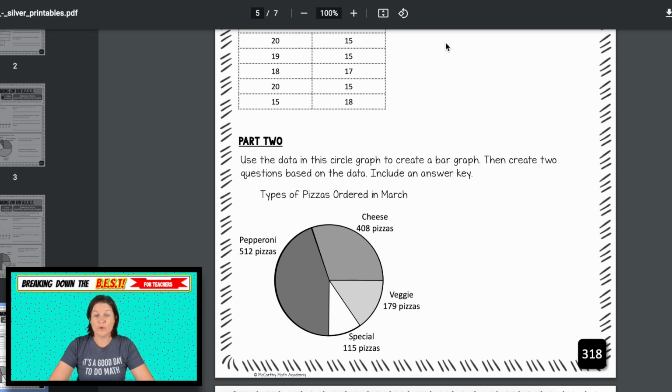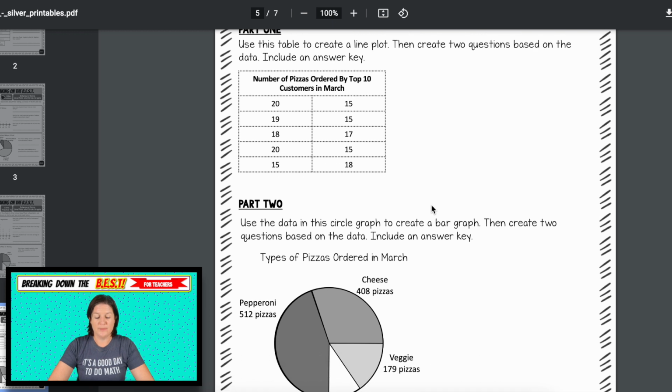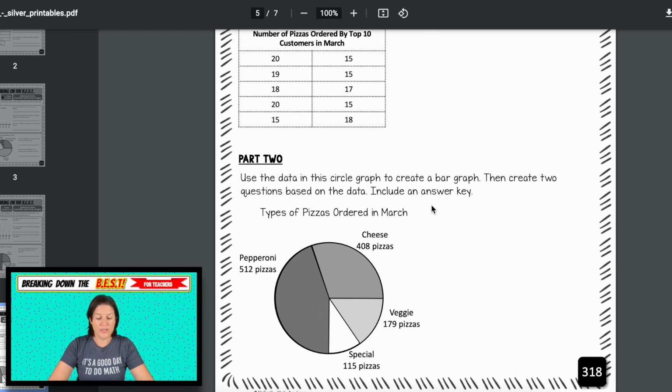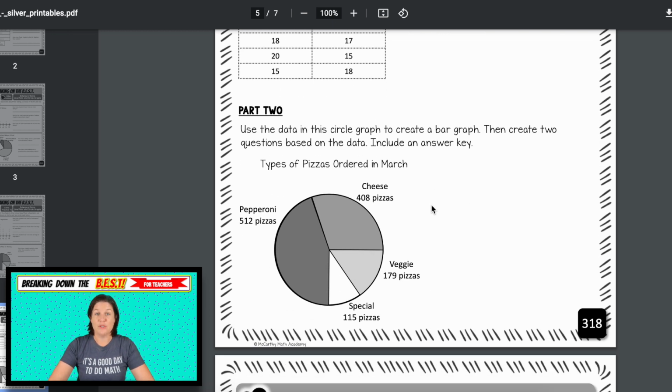So they might need more room. I would suggest definitely giving them another sheet of paper for this to include their drawings or the questions that they're creating. But you can see here we're taking the learning up a notch.